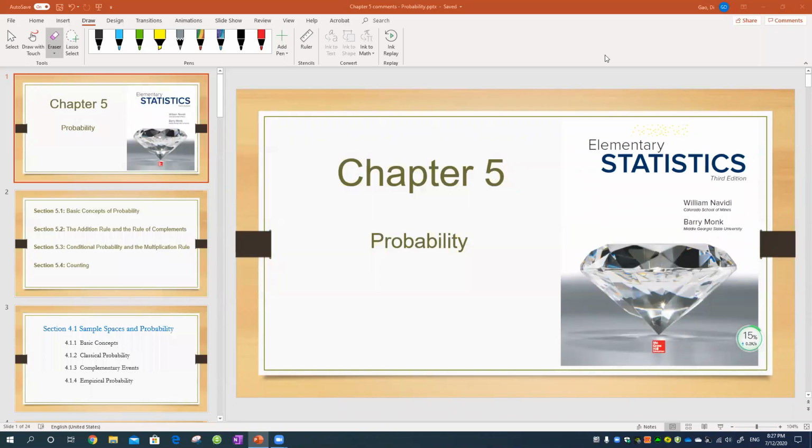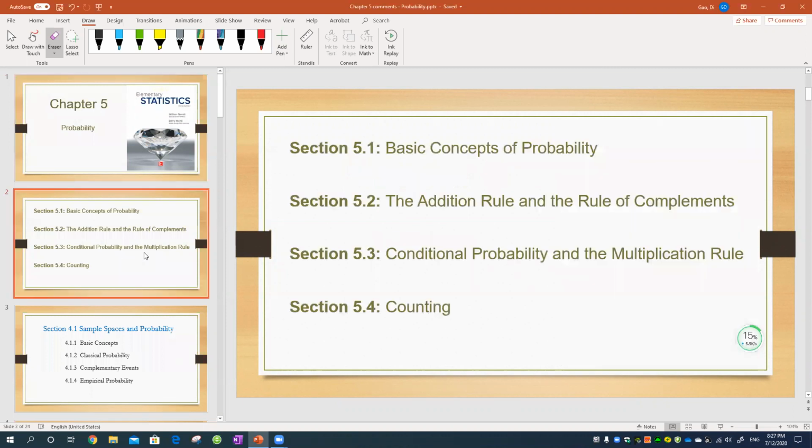Everyone, welcome back. Now let's talk about chapter 5, which is probability. So we already start the math stat part, which is going to be chapters 5, 6, and 7. For chapter 5, probability, we have sections 5.1, 5.2, 5.3, and 5.4.